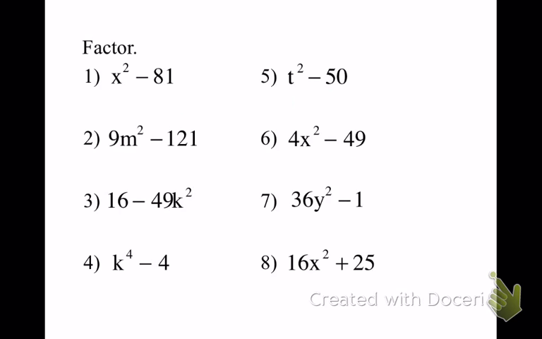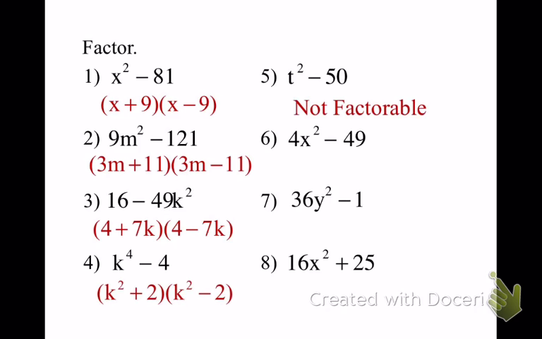Actually, let me erase all this and I'll just add them. It's 2x plus 7 times the quantity of 2x minus 7. Next one is 6y plus 1 times the quantity of 6y minus 1. And last but not least is the biggest trick of all. This is what every teacher will throw at you, this last one. The biggest granddaddy trick of all is this one right here.